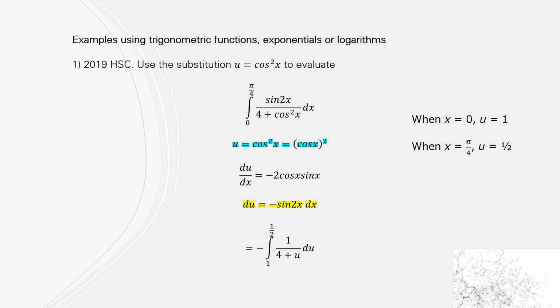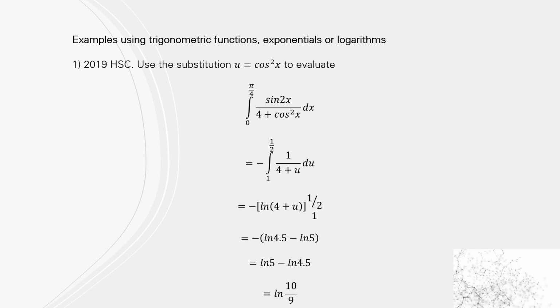So our integral becomes minus 1, the integral from 1 to a half of 1 over 4 plus u. That becomes a log when you integrate it. That becomes minus ln 4 plus u between 1 and a half, which becomes ln 4.5 minus ln 5. Obviously, multiplying by the minus, you get ln 5 minus ln 4.5. And when you subtract, you can divide after the logs. So you get ln of 10 over 9 as an exact answer.